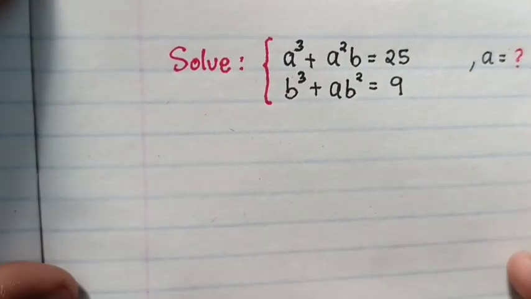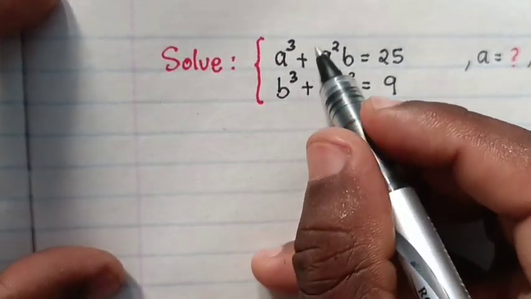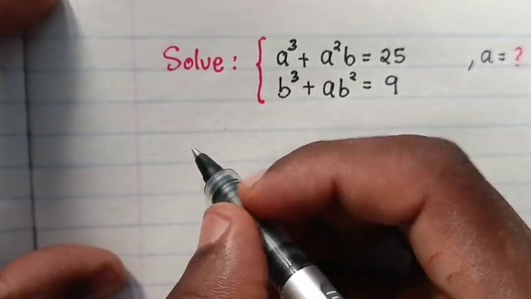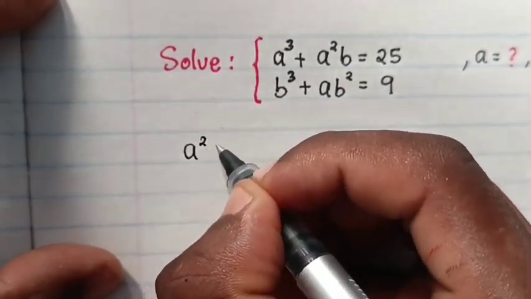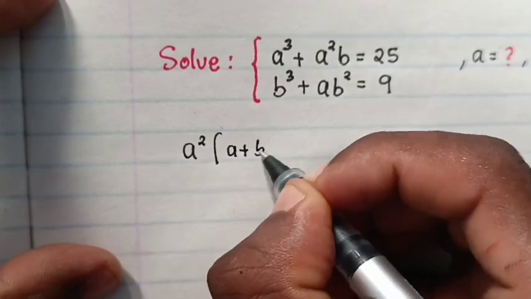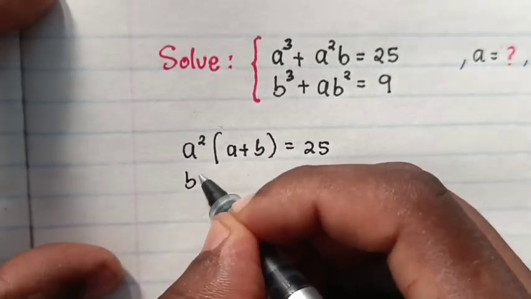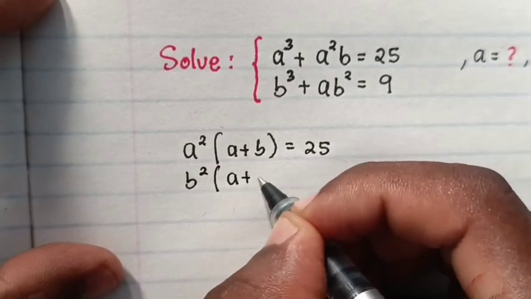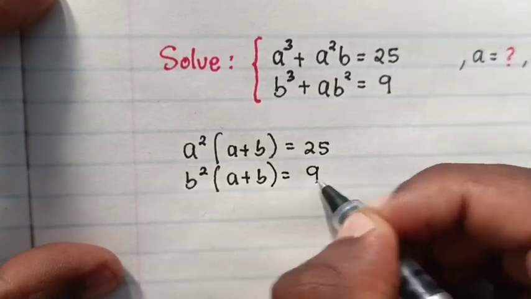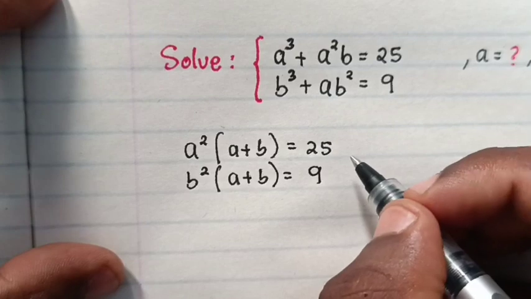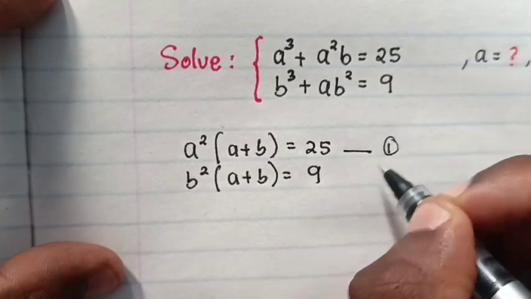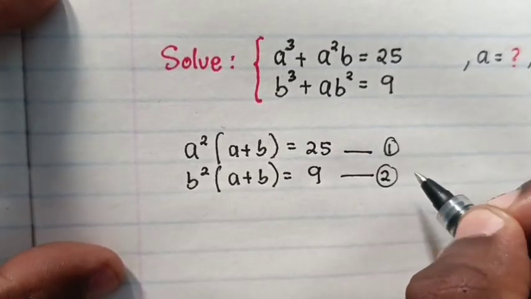How can we solve for A and B in this Olympiad mathematics question? Let's see. Find the value of A and B from these two equations. From equation 1, we take A square out of bracket: A square times (A plus B) is equal to 25. And in equation 2, take B square out of bracket: B square times (A plus B) is equal to 9. So we let this be equation 1 and this be equation 2.